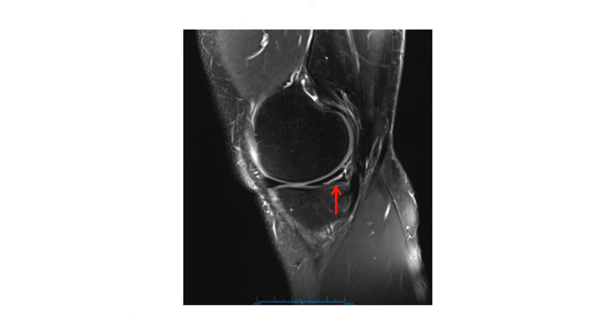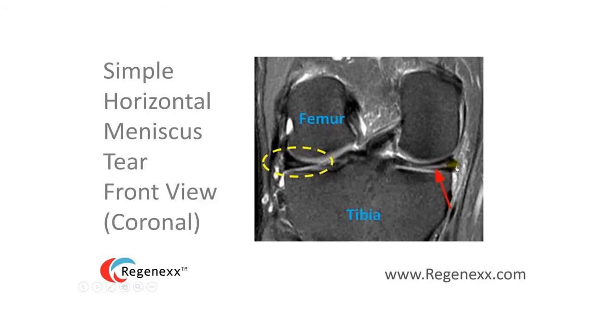Here's another example of a tear. So you see this white line in the meniscus. And here's another. You have this red arrow there, and it's a simple horizontal tear going across the meniscus there.